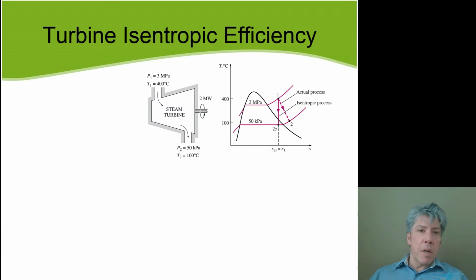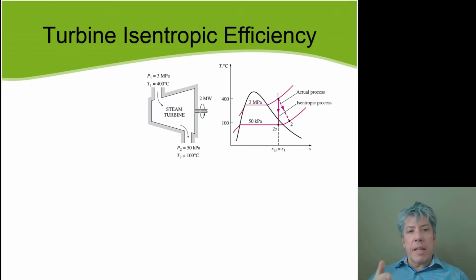There's some friction, there's some unrestrained expansion of gases, and what that really means is that the fluid leaves the turbine with more energy than it should have, and in particular, it has more thermal energy than we would like. It doesn't transform as much of the thermal energy into work as we would like.